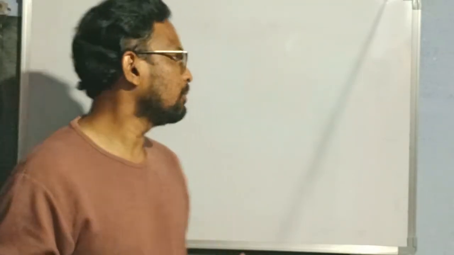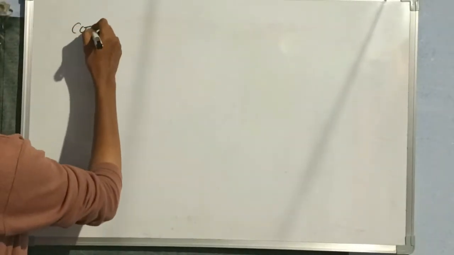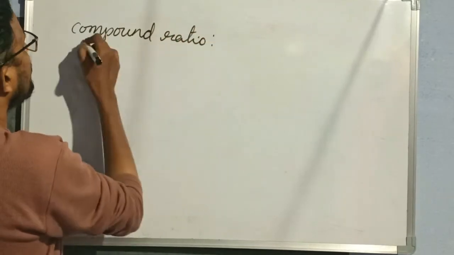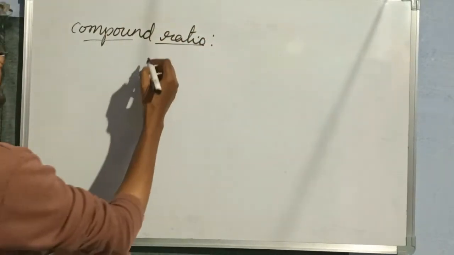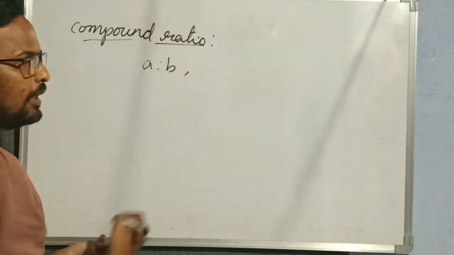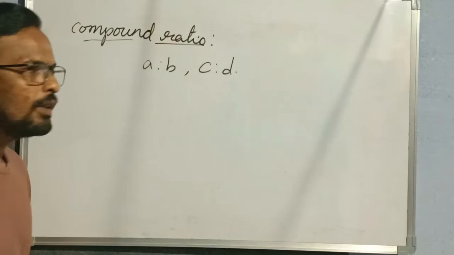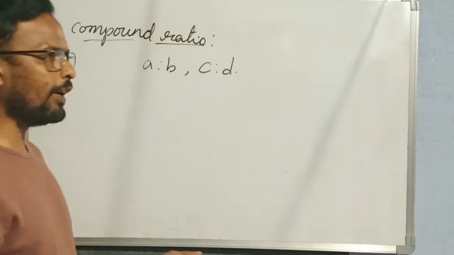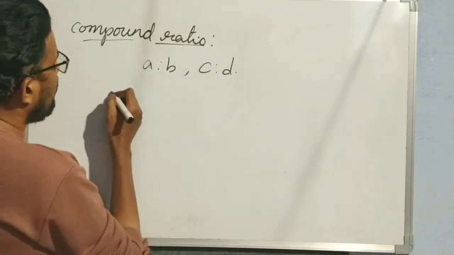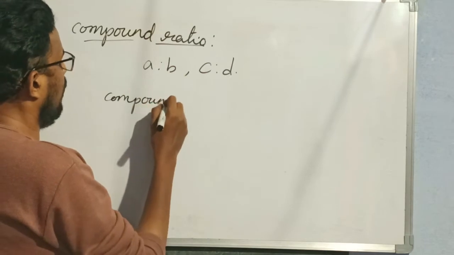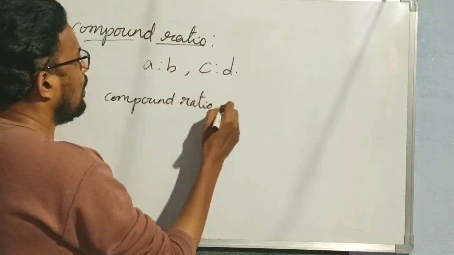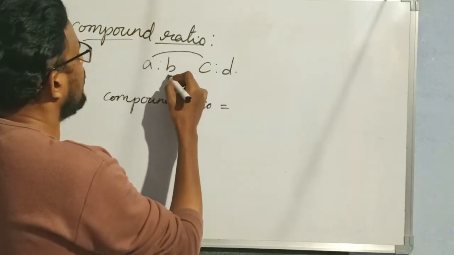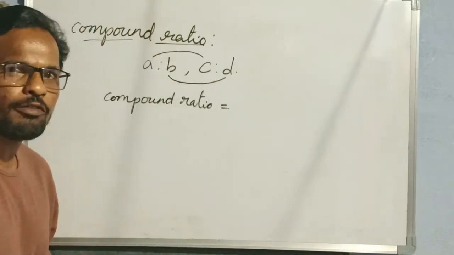So what is compound ratio? For compound ratio we need two ratios. How many ratios? Two ratios. Suppose two ratios are there, A is to B, comma C is to D. These are the two ratios. For these two ratios, I need to find the compound ratio. How to find it? The compound ratio is equal to the ratio of the product of antecedents and the product of consequents.